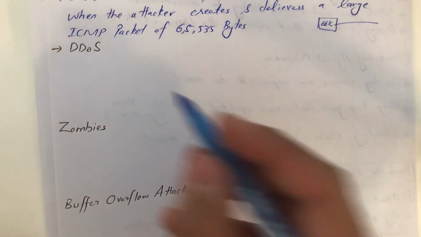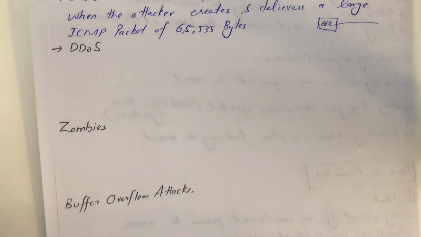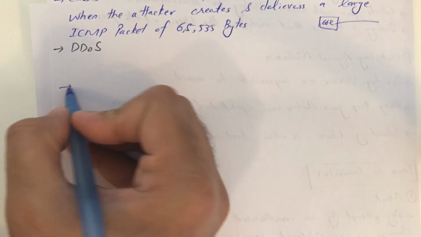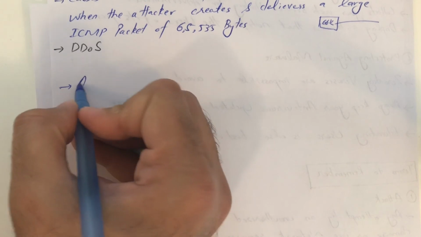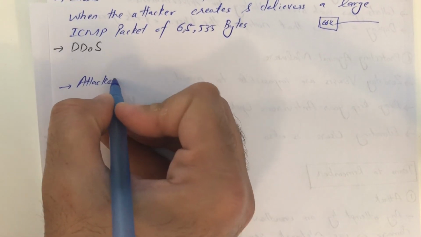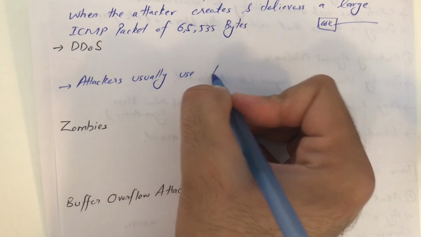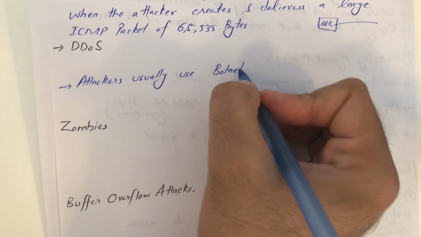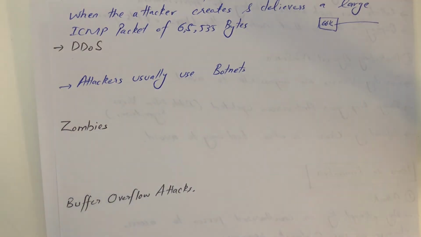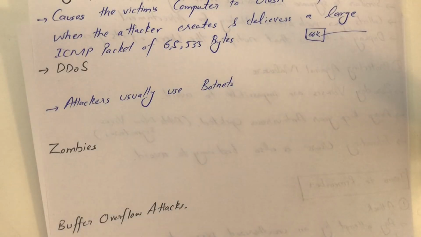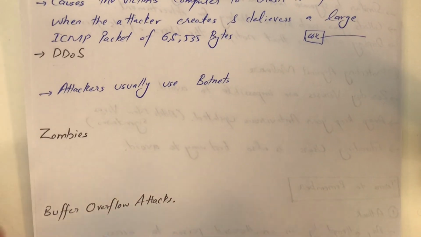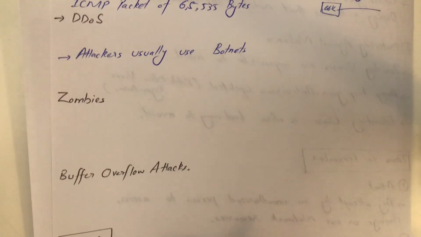A DoS attack, for example, is basically launched from a single node. If it is launched from multiple nodes, that is called a DDoS attack, distributed denial of service attack. In order to launch a DDoS attack, attackers usually use botnets. I'll explain botnets in a while. A botnet is basically a network of zombies, a network of computers which is controlled by a hacker.